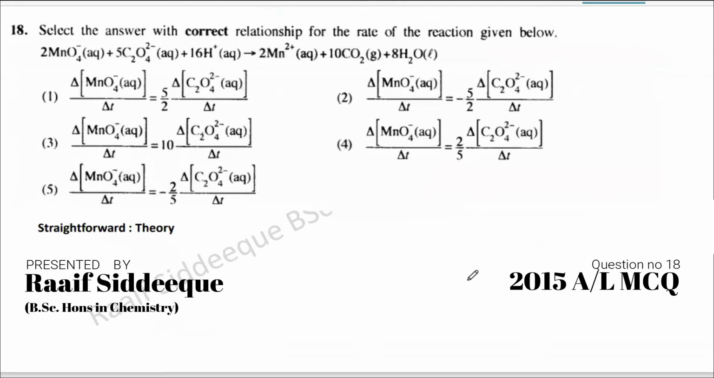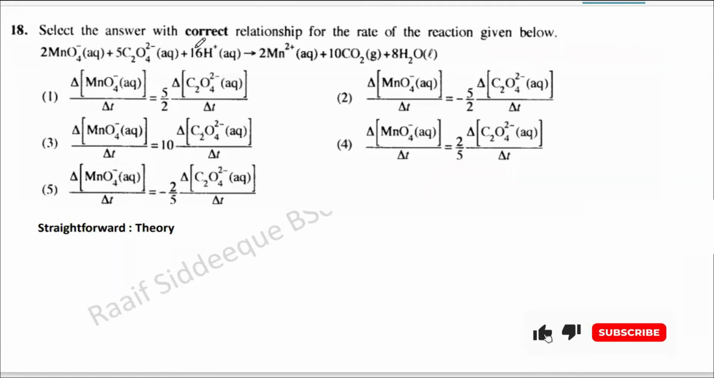Okay, so this is a primary concept of rate equation. So select the answer with the correct relationship for the rate of the reaction given below. So when you have this type of equation, as I have told you before, there are many ways that you can write the rate law.